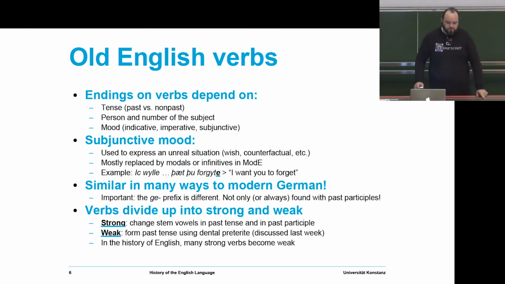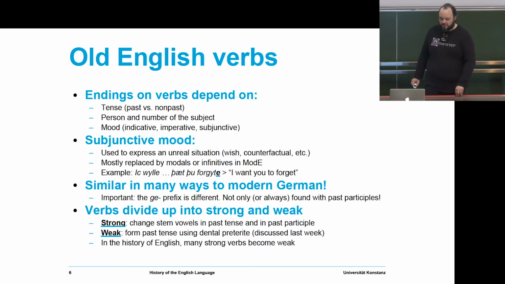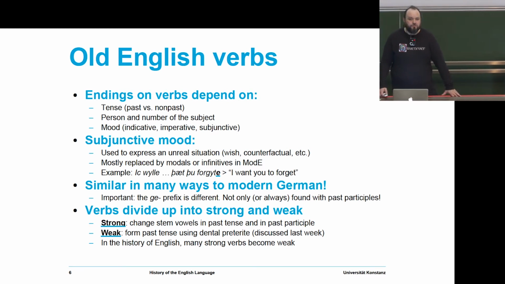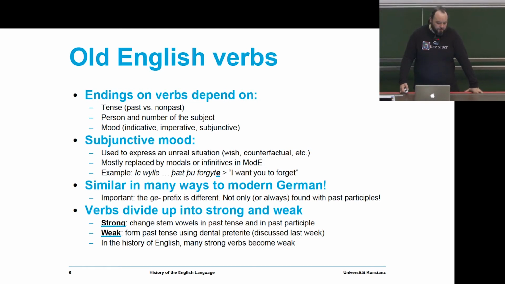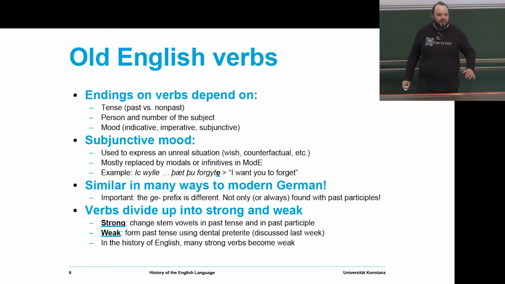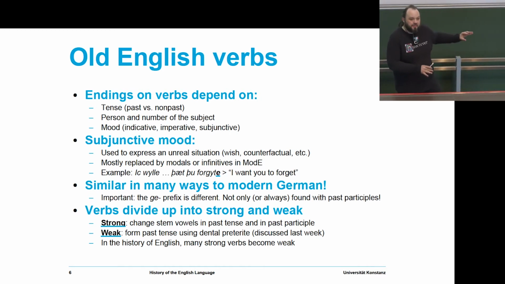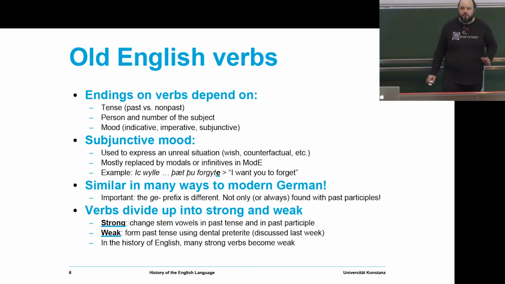And the subjunctive mood is, of the three, the more complex, the most marked, as it were. The subjunctive mood is one that you find used to express unreal situations for the most part. So wishes, counterfactuals. Counterfactuals are things like, if I had been there, I wasn't there, but if I had been there.